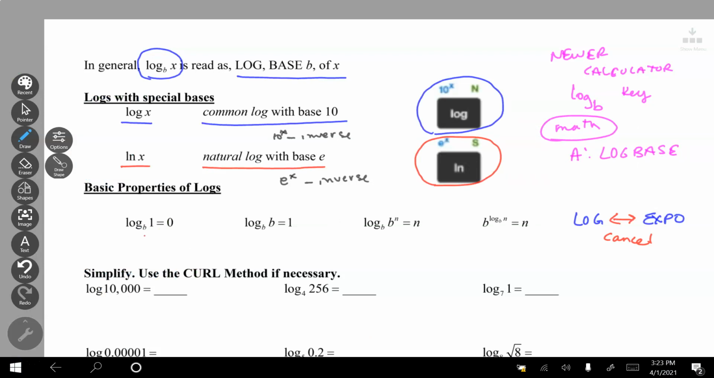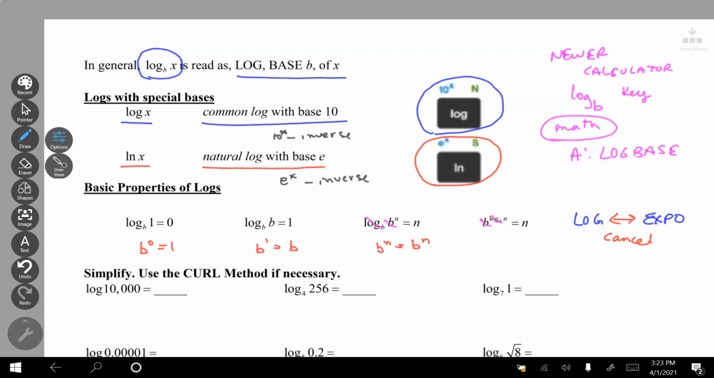If I curl this, I would get b raised to the 0 is equal to 1, and any number raised to the 0 is 1, and obviously b raised to the first is equal to itself, b, and so on and so forth. B raised to the n is still equal to b to the n. But the idea is that when you have a log and an exponential next to each other and they are the same base, they should cancel out. So log base b and exponential base b cancel out. Other way too, exponential base b and log base b cancel out.